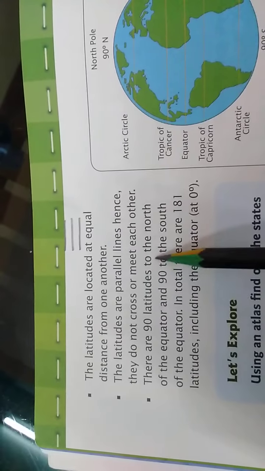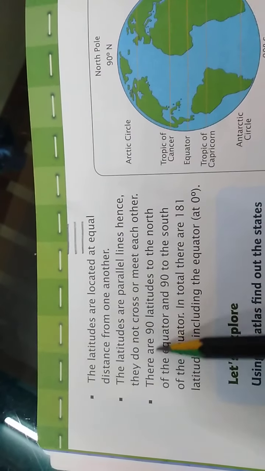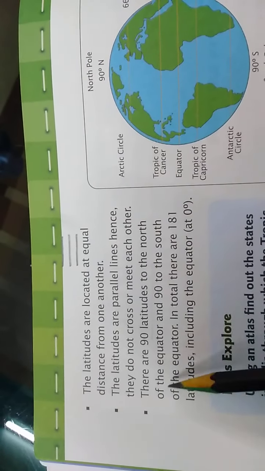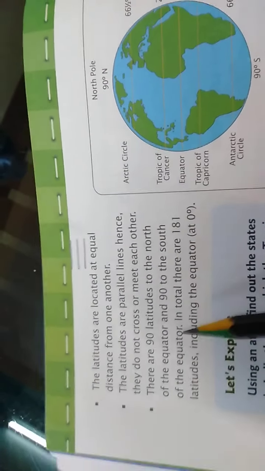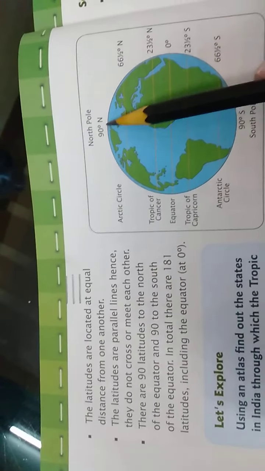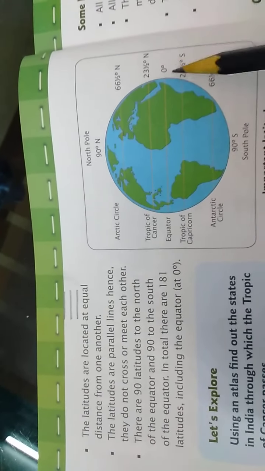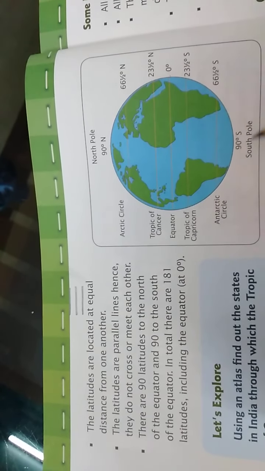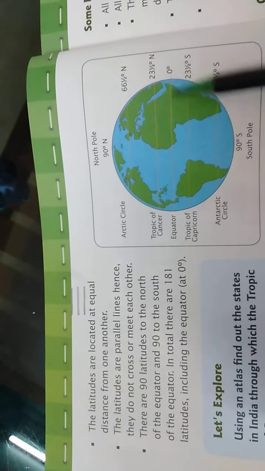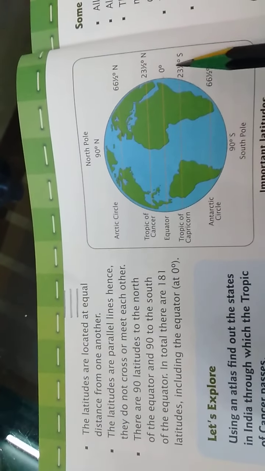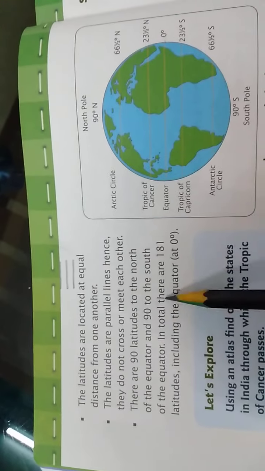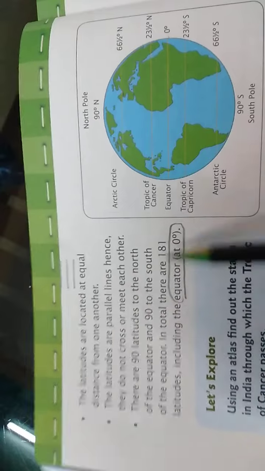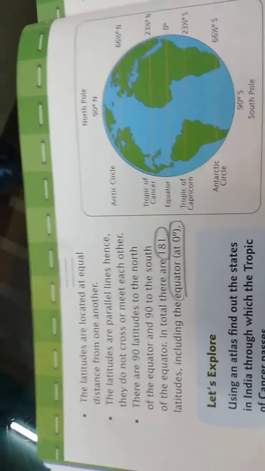There are 90 latitudes to the north of the equator. So there are a total of 90 latitudes to the north of the equator and 90 to the south of the equator. For example, this is the equator, so from here to the North Pole there are 90 latitudes, and from here to the South Pole there are 90 latitudes. So in total there are 180 latitudes plus 1, that is the equator, equals 181 latitudes. In total there are 181 latitudes including the equator.